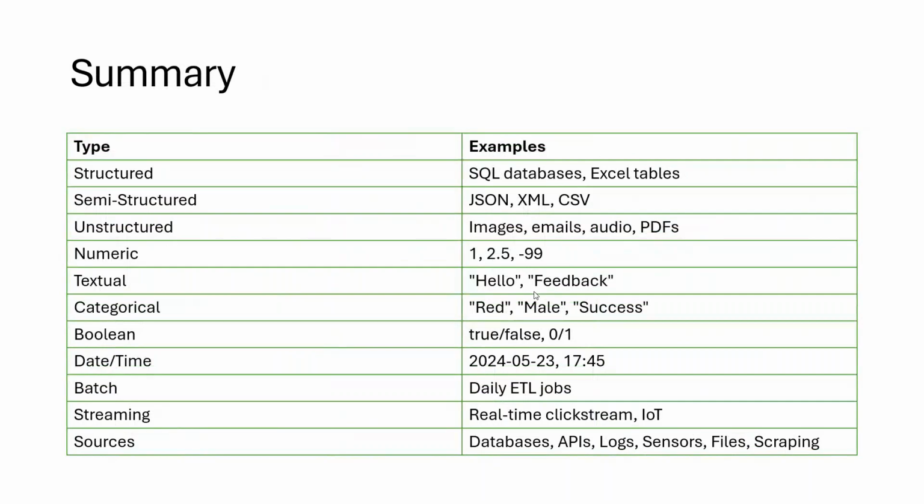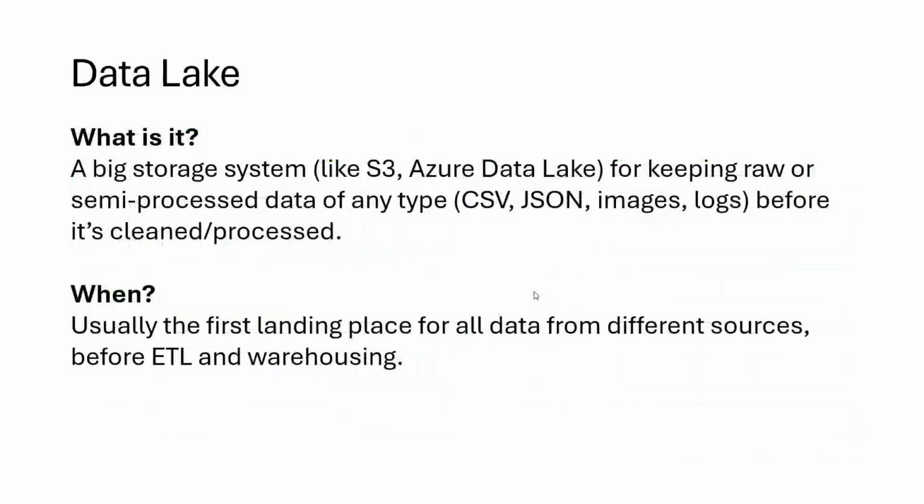So in short, data is important. It can be structured, semi-structured, unstructured, numeric, textual, categorical, Boolean, date, time, batch, streaming, and from any source. Now, when you talk about the data world, there is one keyword you will find a lot of people discussing: the data lake. Now, what is a data lake?